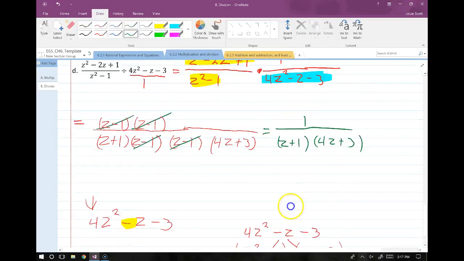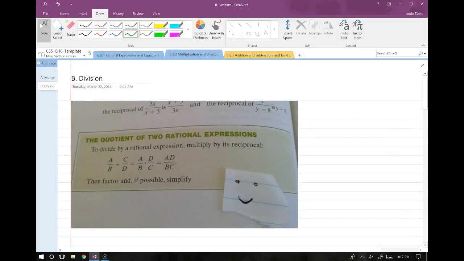Okay. So that was the section on multiplication and division. As you can see, it's pretty easy. The hardest part about that is knowing how to factor them out and then canceling. Once again, factoring rears its ugly head.